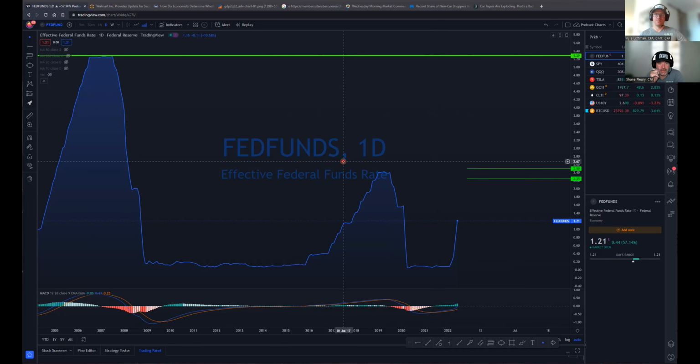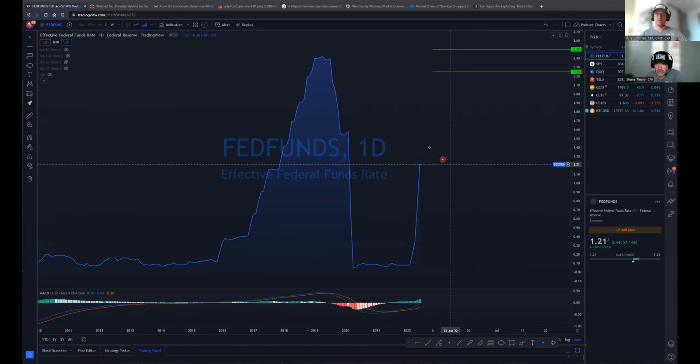Yeah, I figured we just start with the Fed funds rate since that's the biggest change since the last time we spoke. So this chart isn't necessarily up to date or accurate. I don't know exactly how TradingView updates this, but the last print they have here was from June 1st, and the Fed funds rate was down here at 1.21. And as of yesterday, the Fed raised their target rate by 75 basis points for the second time in a row. So now the target Fed funds rate is up here in this area between these green lines, between 2.25 and 2.5%.